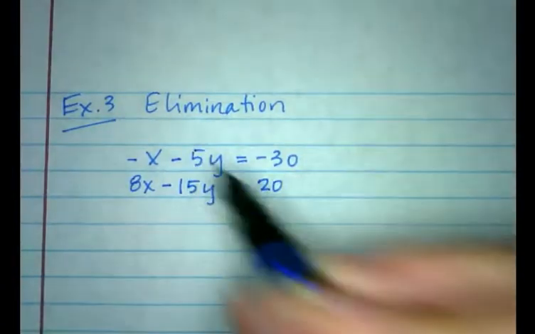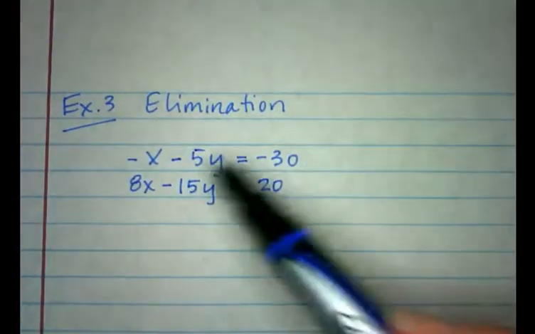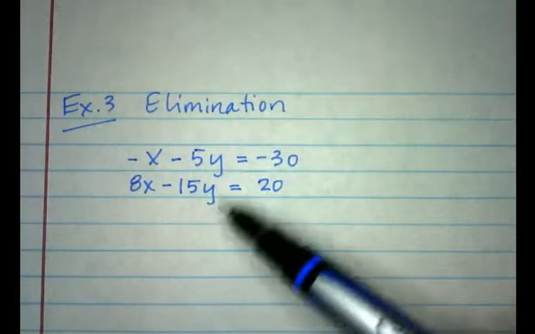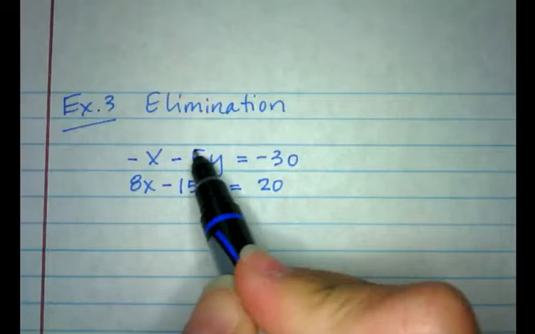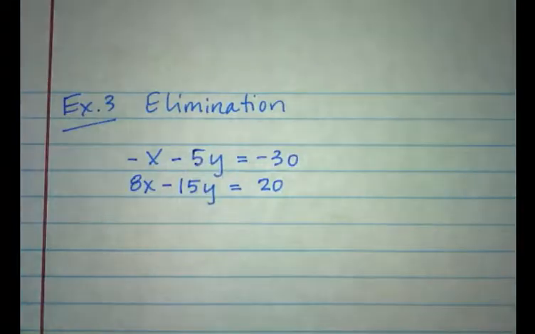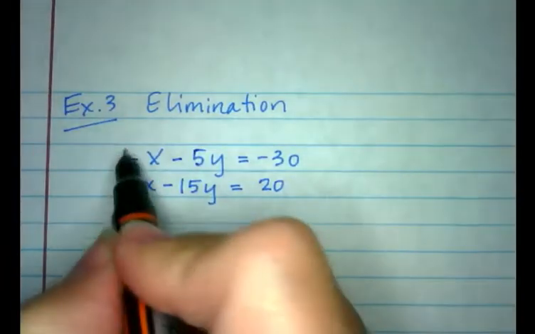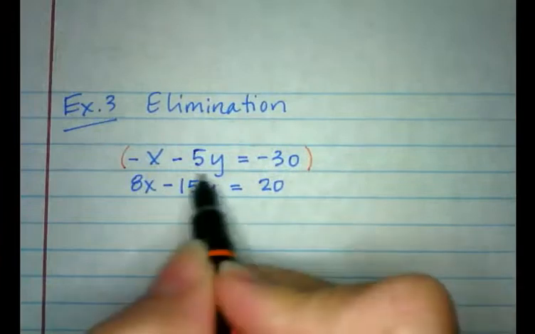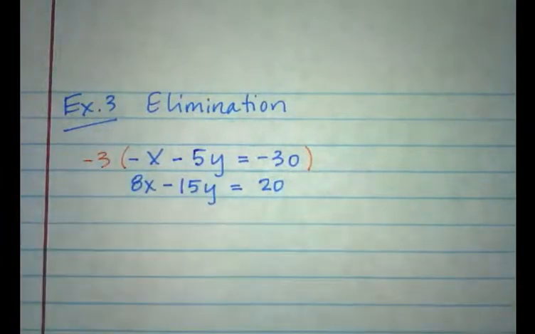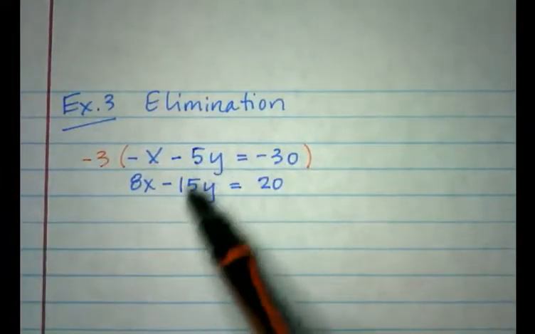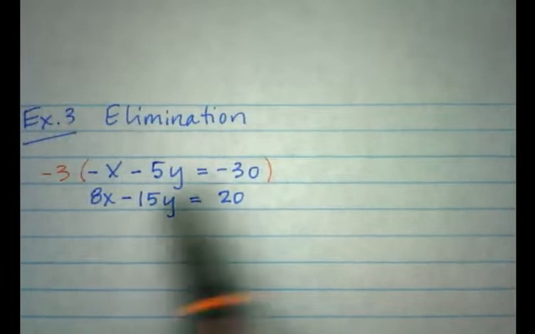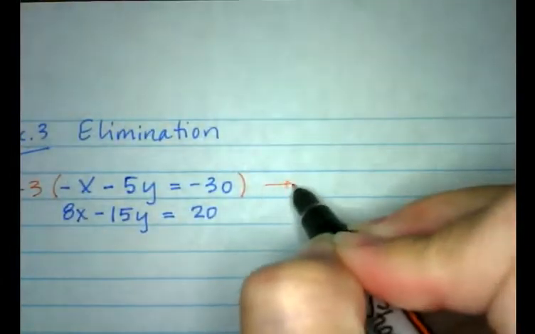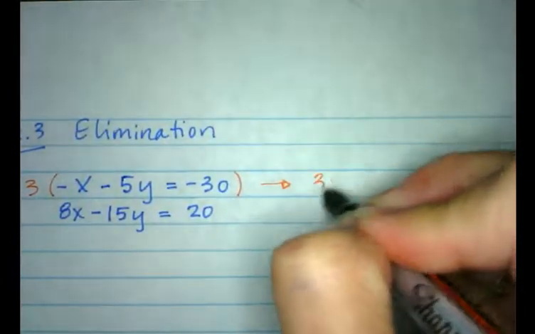Okay. So, in elimination, what we want to try and do is eliminate one of the variables. We don't know how to solve with 2 variables in a problem. We only know how to solve with 1. So what we want to do is eliminate one of them. So I'm noticing that if I multiply this line by negative 3, I will create a situation right here where the y's will cancel.